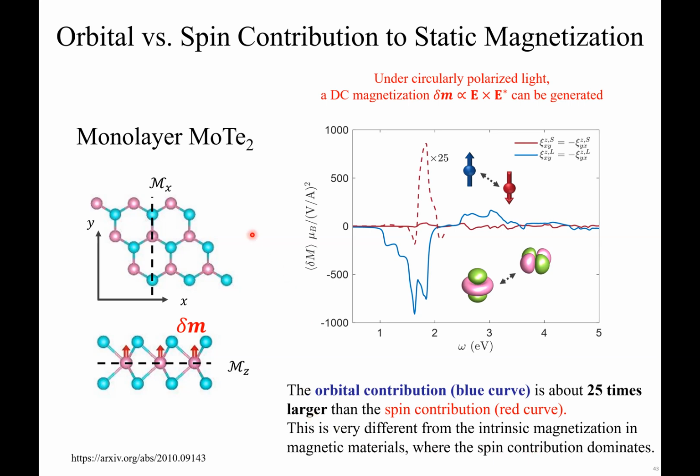Under light illumination, however, we show that for monolayer molybdenum, which has this mirror symmetry, you can have a z-directional ferromagnetic response, and the orbital contribution can be up to 25 times bigger than the spin contribution. This spin contribution is already multiplied by a factor of 25 for ease of visualization.